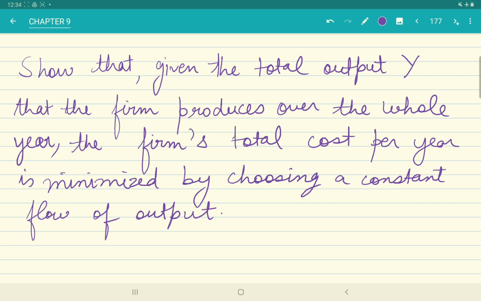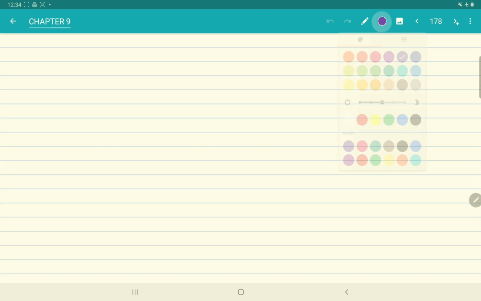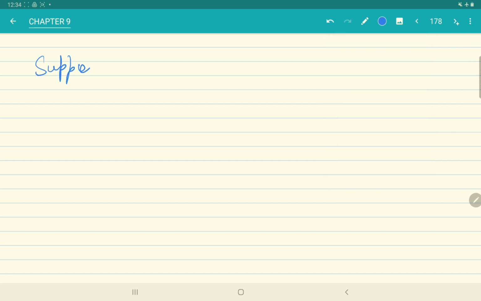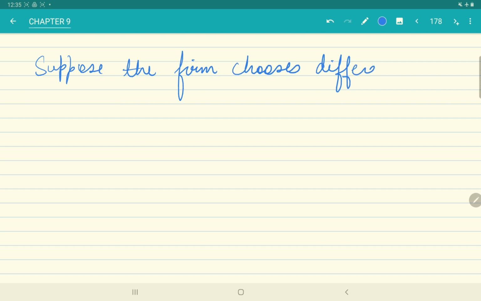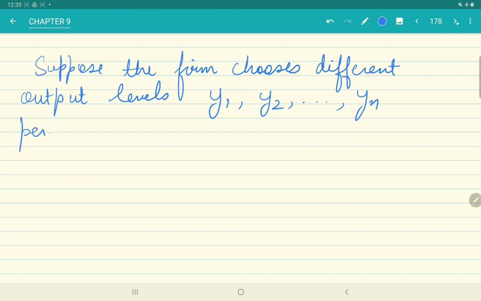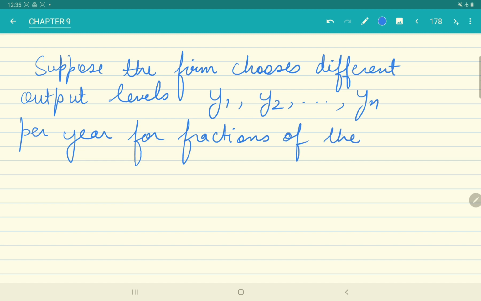flow of output. So if we are concerned about this constant flow of output, let's first suppose the firm chooses different output levels, not the constant flow, but different output levels Y1, Y2 till Yn per year for fractions of the year, and we know about those fractions, lambda 1, lambda 2 till lambda n respectively.